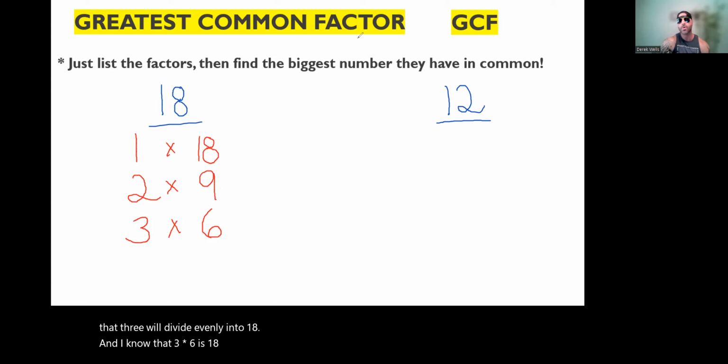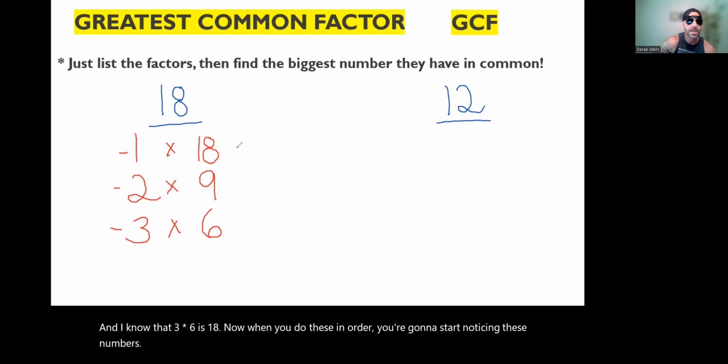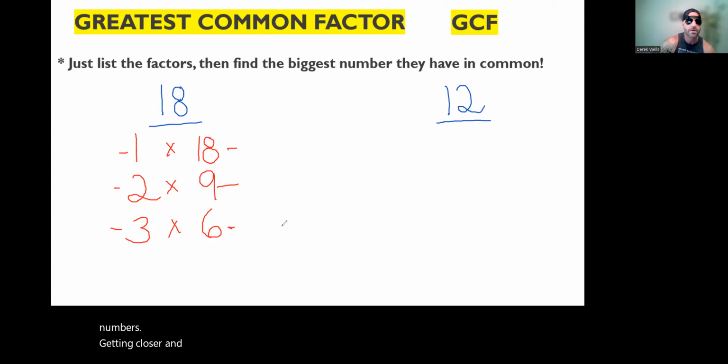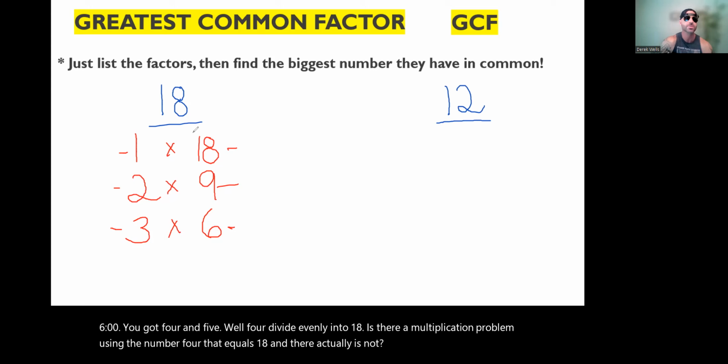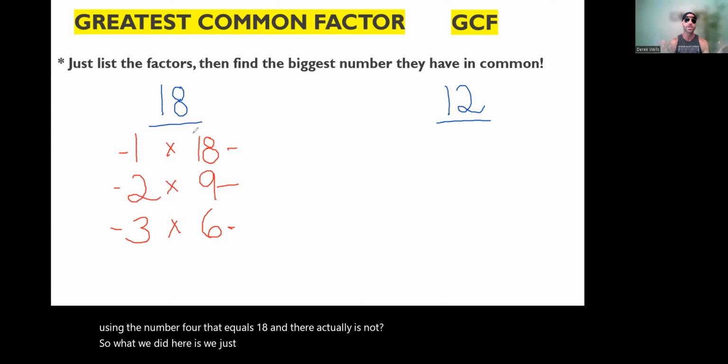Now, when you do these in order, you're going to start noticing these numbers getting closer and closer together. Now, there's only a couple numbers in between 3 and 6. You got 4 and 5. Will 4 divide evenly into 18? Is there a multiplication problem using the number 4 that equals 18? And there actually is not. So what we did here is we just listed all the factors of the number 18.